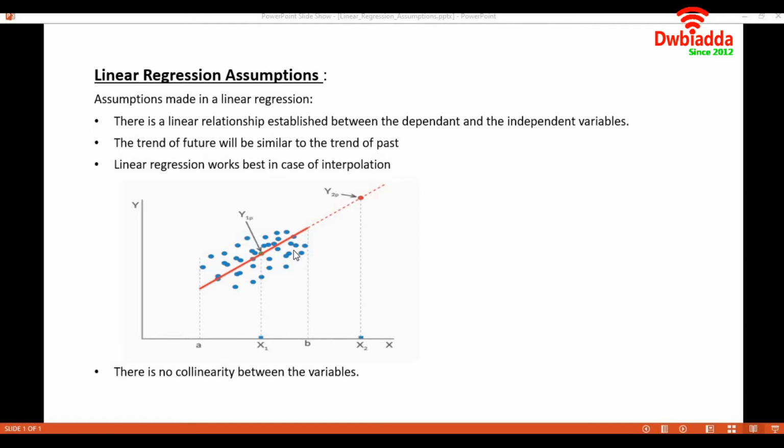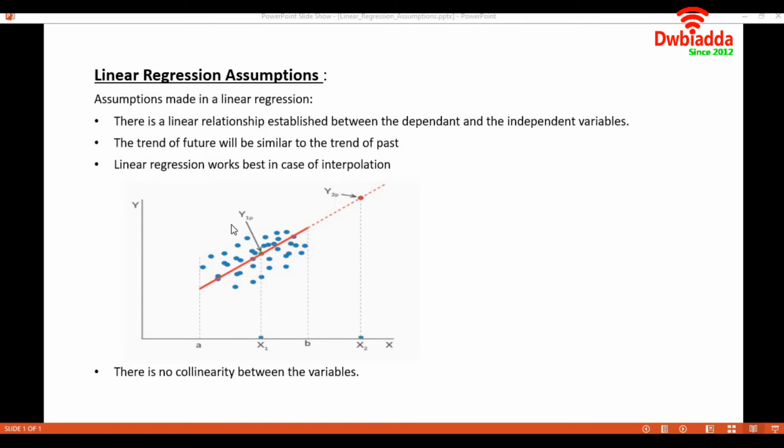The second assumption which a linear regression makes is that the trend of the future will be similar to the trend of the past. So that's an important assumption. We have to make sure the trend of the future will not be any different from how it behaved in the past. For example, after the increase in the coronavirus cases, we cannot expect a company to perform the way it was performing before the coronavirus cases. So that will be a special exception.